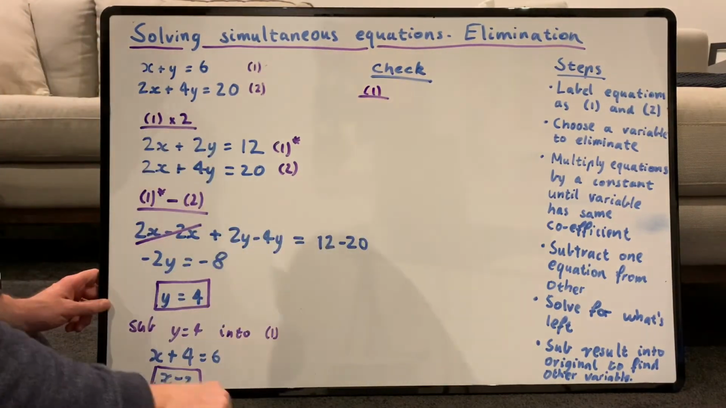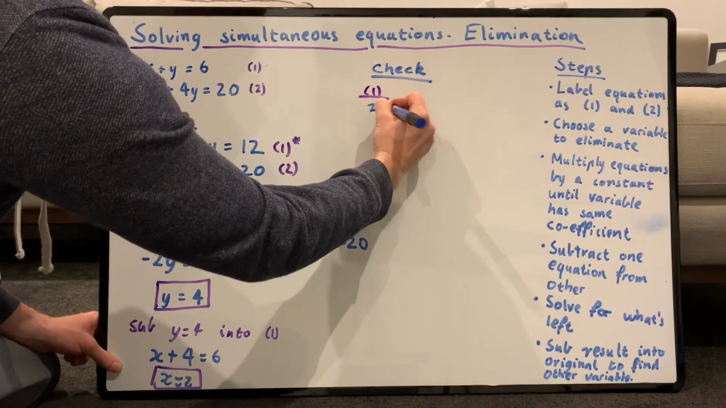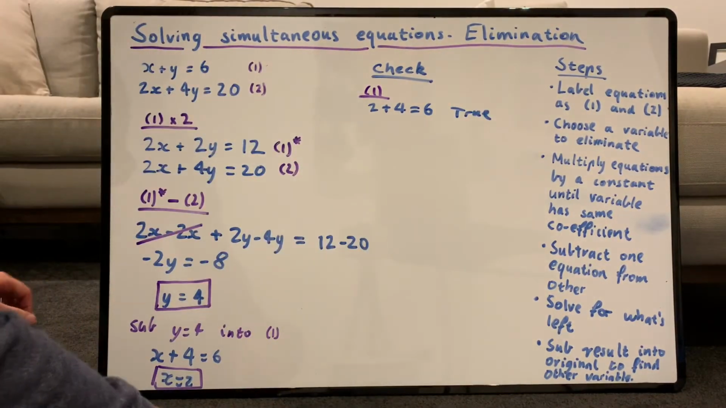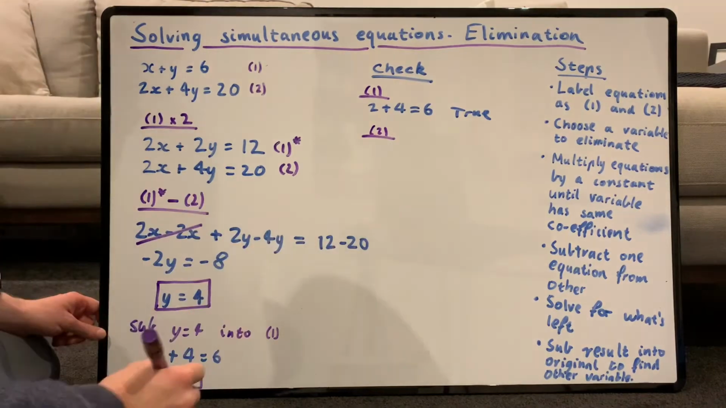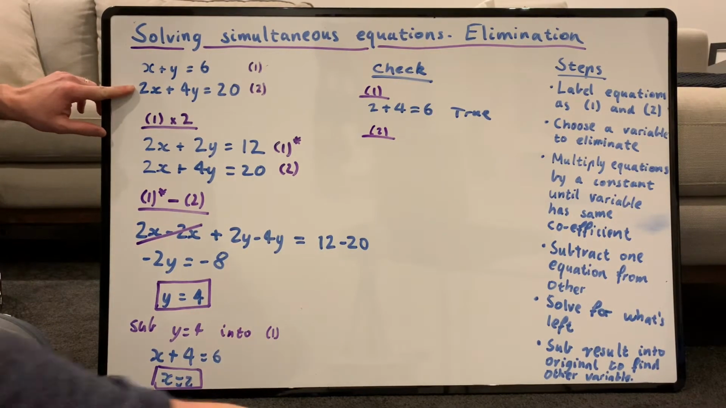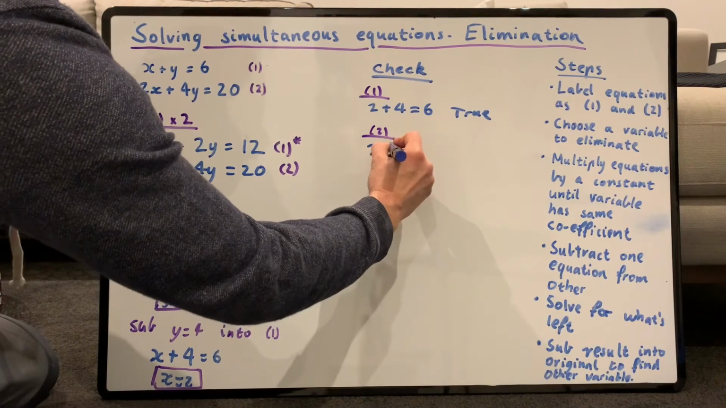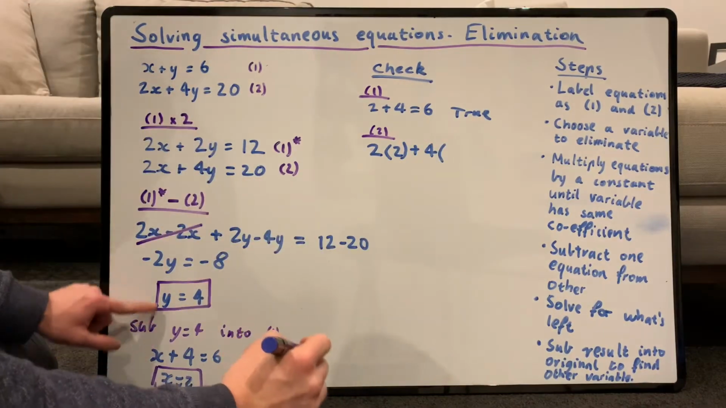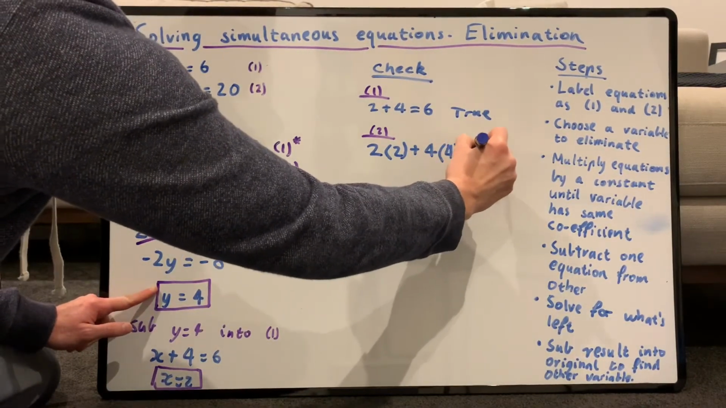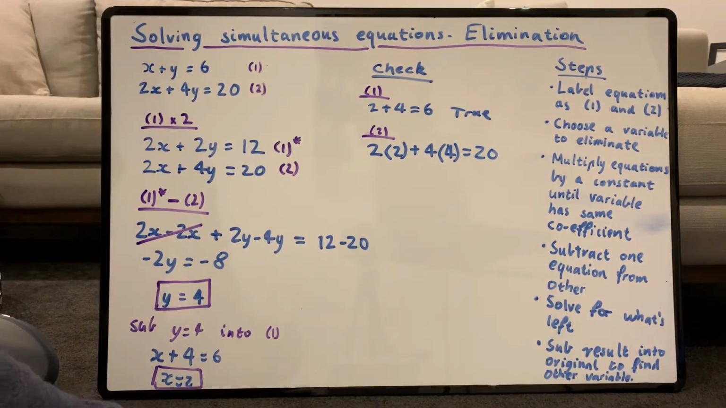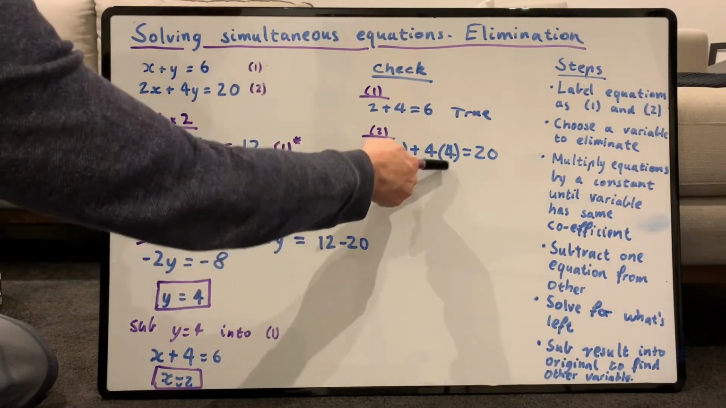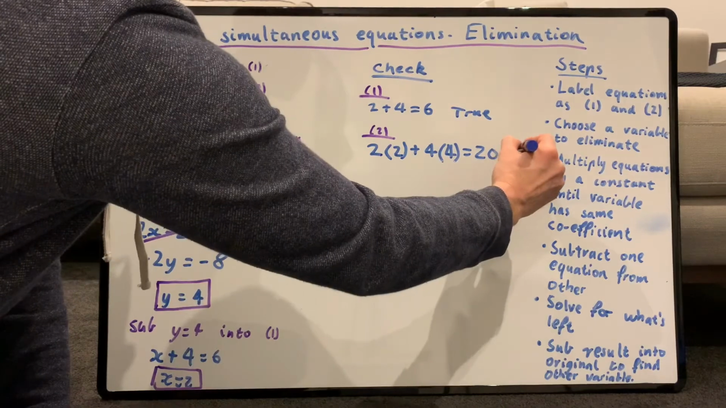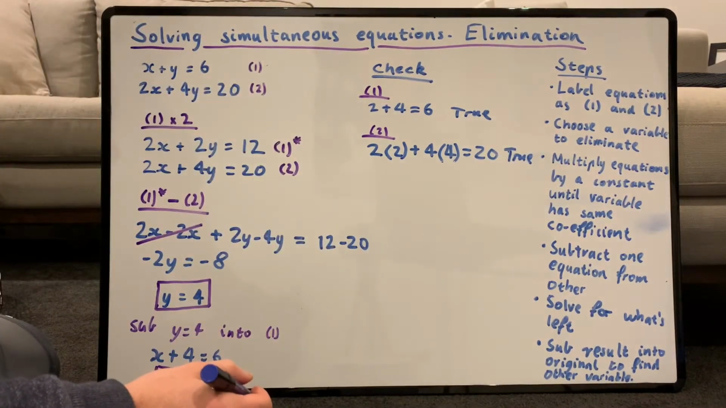So equation 1 is going to become 2 plus 4 equals 6. True. And equation 2, 2x plus 4y equals 20. 2x was 2, plus 4 times 4. Is this true? Well, yeah, because 2 times 2 is 4, 4 times 4 is 16, 4 plus 16 is 20. Also true. So that's very nice. That's our solution.